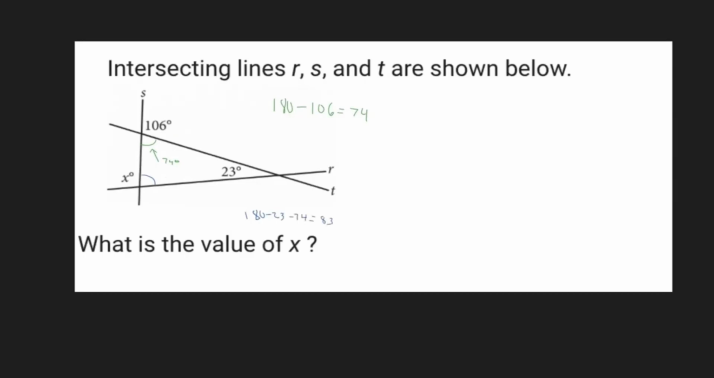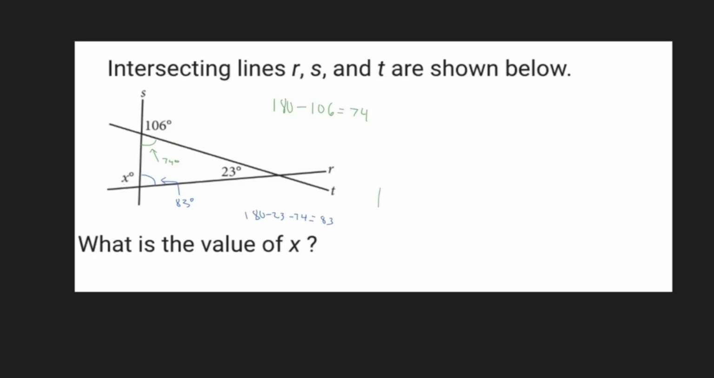So because this angle right here is 83 degrees, that means we can also use supplementary angles again to find the value of X. Now why? Because we have two angles lying on the line R. So any two angles on a line will be equivalent to 180 degrees.